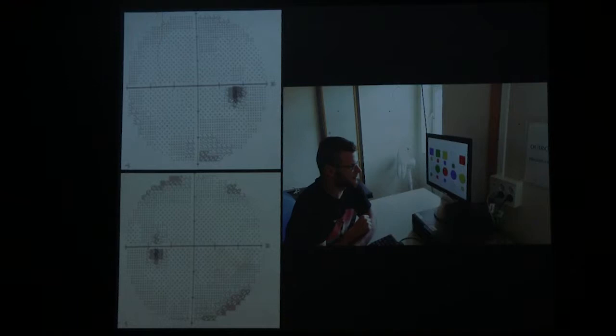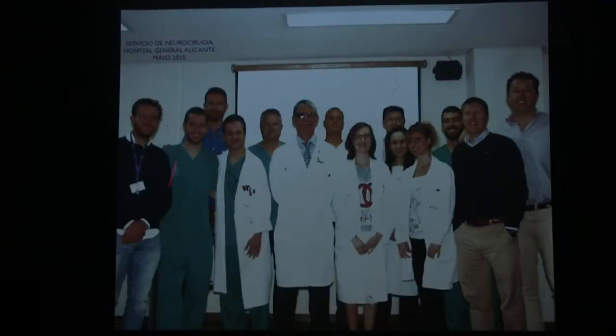This is 3 months after surgery, so he had these small deficits, and he was doing the tasks in a very easy way. He's a bilingual guy, so we were checking in English and Spanish all these functions. And I want to highlight that all this work is not only a single guy's work, it's a huge team which is working for that.